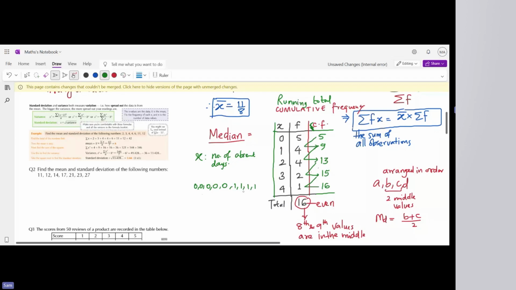And what values are we looking for? We are looking for the 8th and 9th values. This is my 8th value. This is my 9th value. So the median is 1. The median will be the average of these two, that is 1 and 1. So the median is 1 plus 1 by 2.